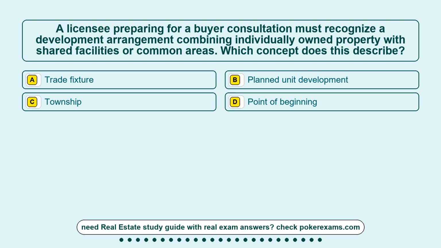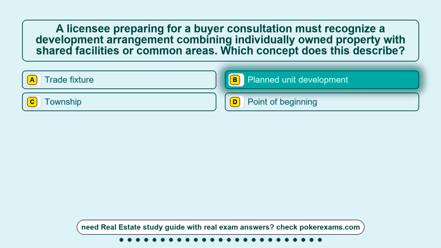Question 11. A licensee preparing for a buyer consultation must recognize a development arrangement combining individually owned property with shared facilities or common areas. Which concept does this describe? Option A, a trade fixture. Option B, planned unit development. Option C, township. Option D, point of beginning. The correct answer is option B, planned unit development.